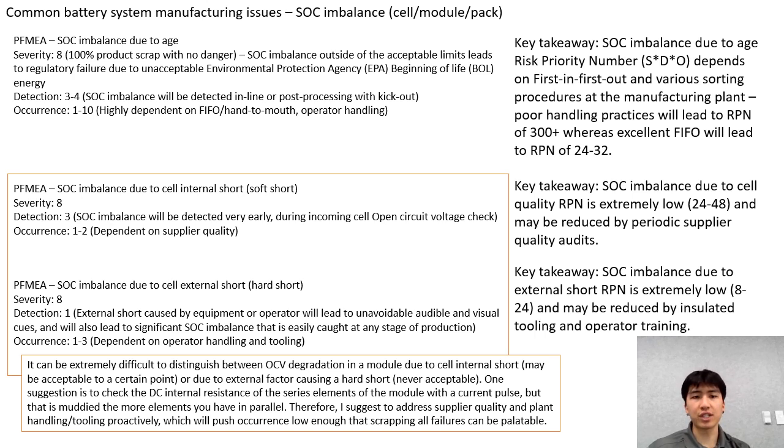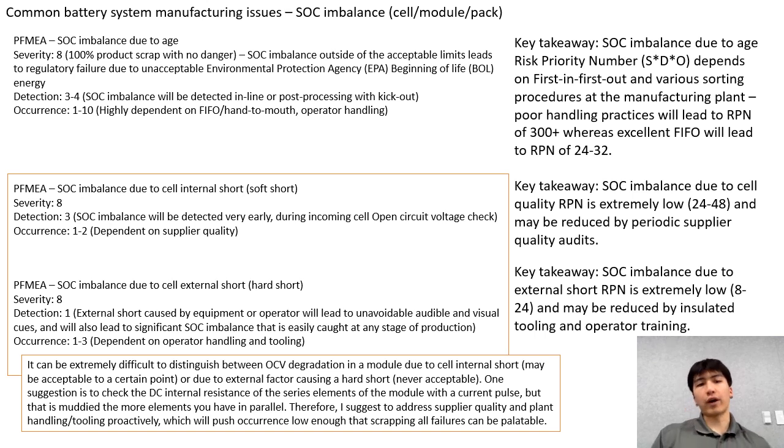Occurrence, and I have this at a 1 or a 2, it's very low because typically suppliers are sending good cells. Cell suppliers are never looking at like 10%, 1%. They're looking at like 0.0001%. They're looking at very small increments like that. So the key takeaway is that SOC imbalance due to cell quality, internal short, soft short, the RPN is extremely low, and you could actually reduce this even more by doing periodic supplier quality audits.